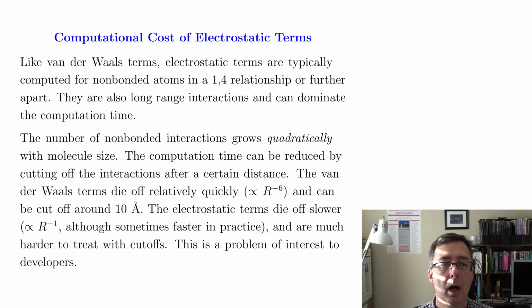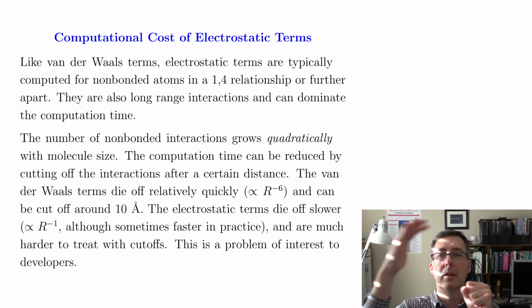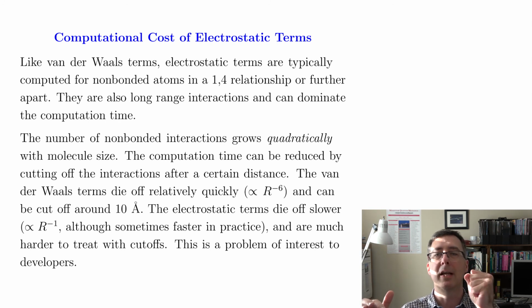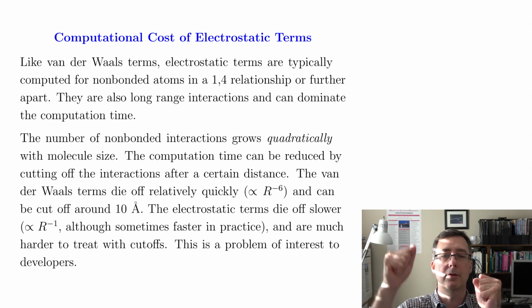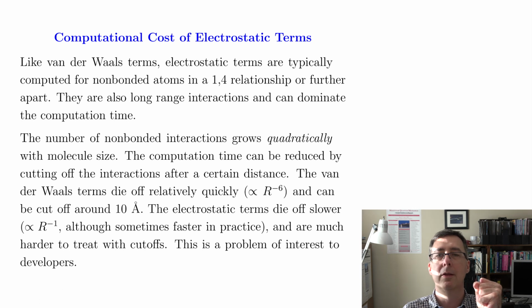Now, what's the computational cost of these electrostatic terms? Well, I mentioned for the van der Waals terms that apart from things that are bonded, where you don't worry about those, you have basically for every atom the electrostatic interaction with every other atom, okay? So there's a lot of those. If there are n atoms, there's something like n squared over 2 terms, which can be very, very large if n is large, prohibitively large.